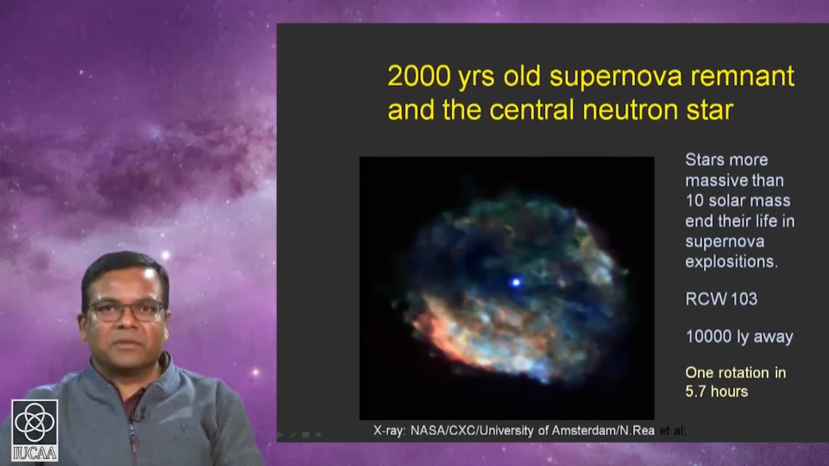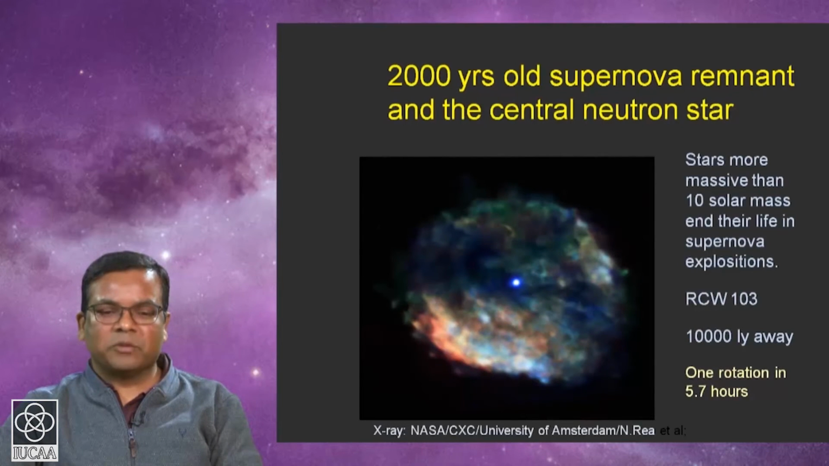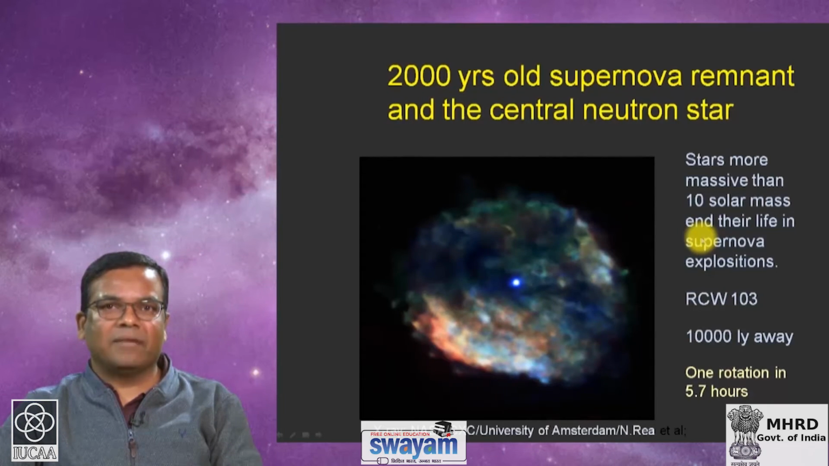The other kind of X-ray sources are supernova remnants. What are these supernova remnants? Supernova remnants are remnants of huge explosions known as supernova explosions. Stars more massive than about 10 solar masses end their life in supernova explosions as the nuclear fuel runs out at the end stages of the stars.